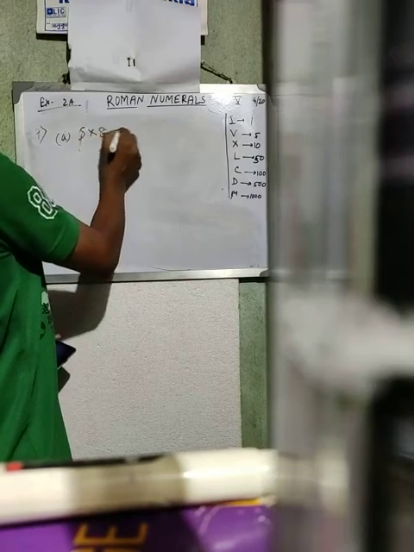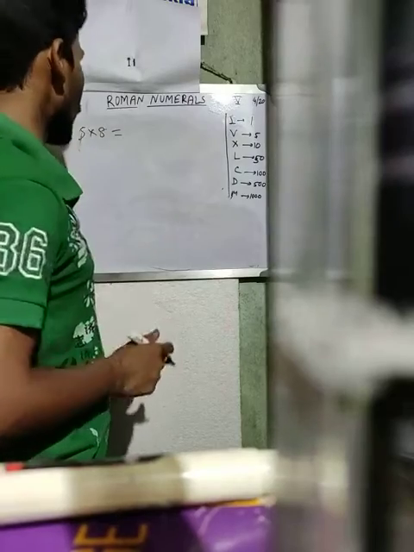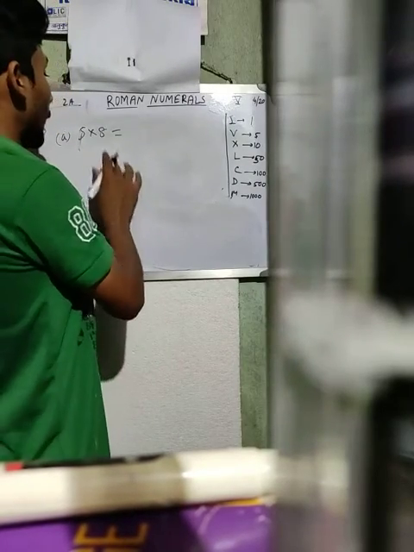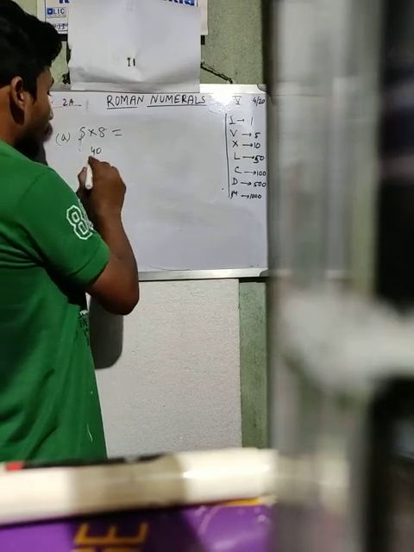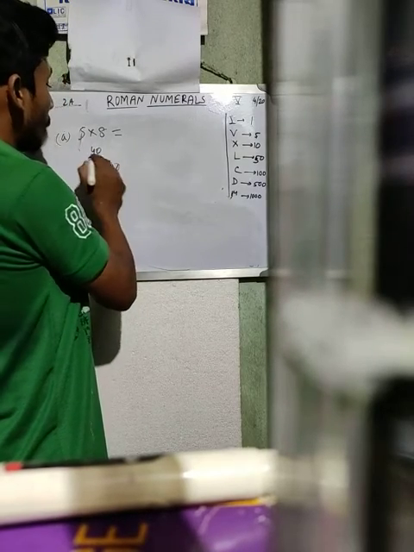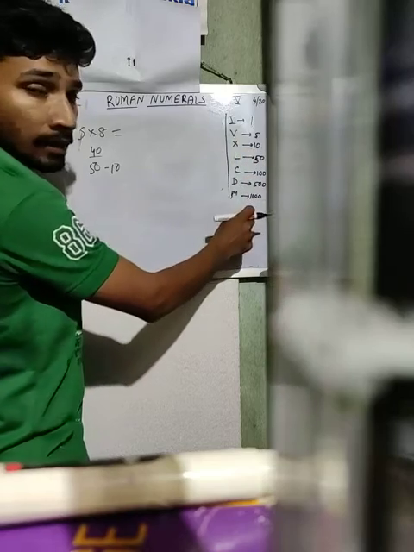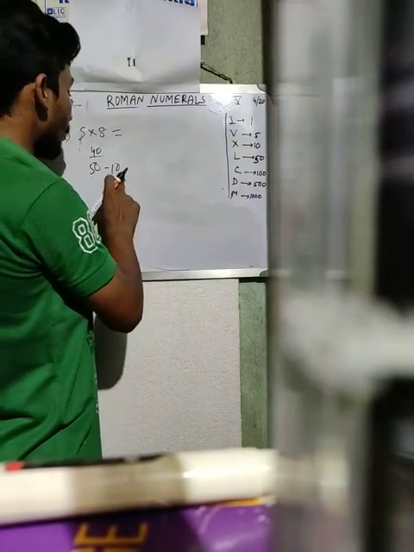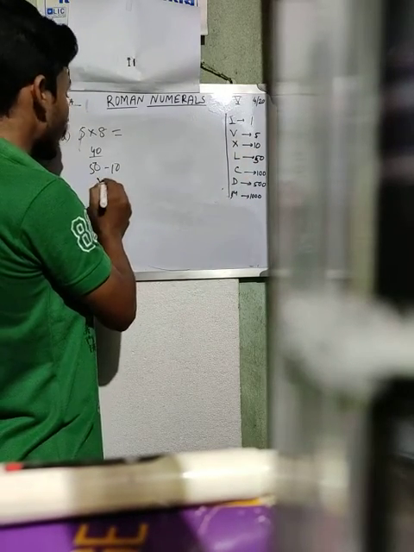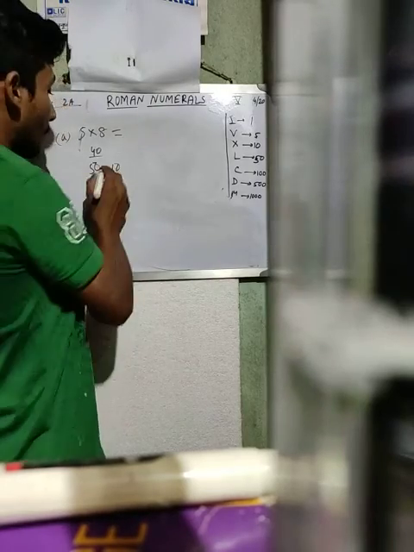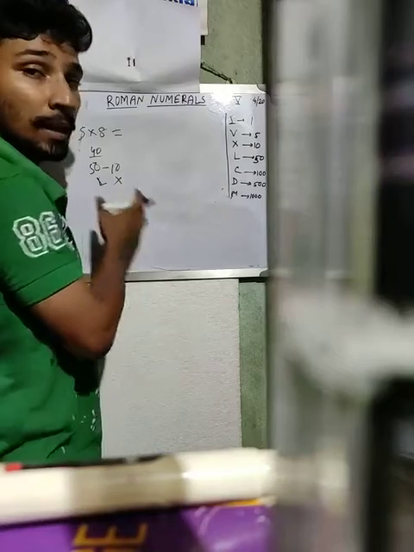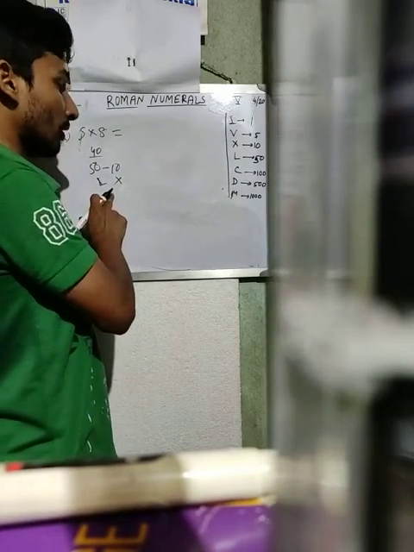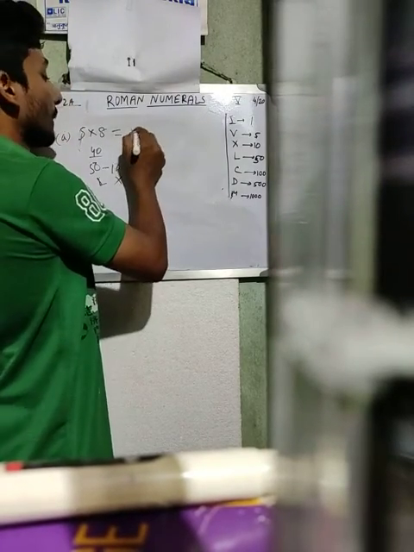5 into 8. You have to calculate the value in Roman numerals. So 5 into 8 means 40. Okay. So 40 means 50 minus 10, because there is no 40 in these special numerals. 50 means L, 10 means X, but negative. So negative means the smaller one must be placed at the left side of the larger one. Okay, the answer is XL.